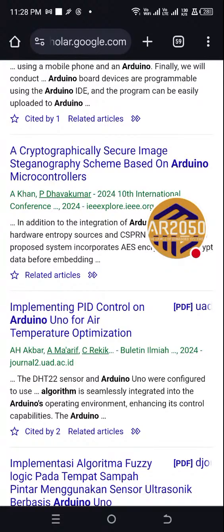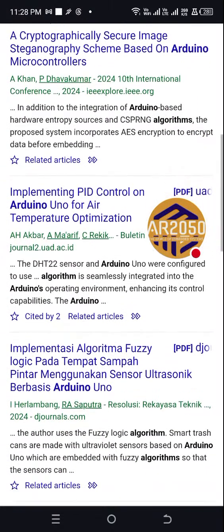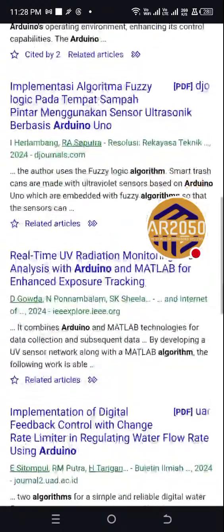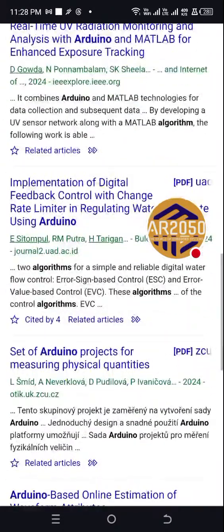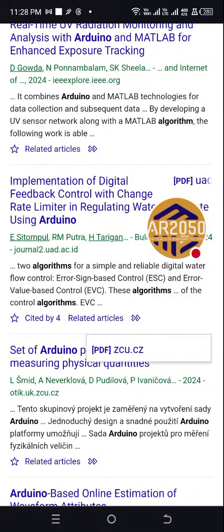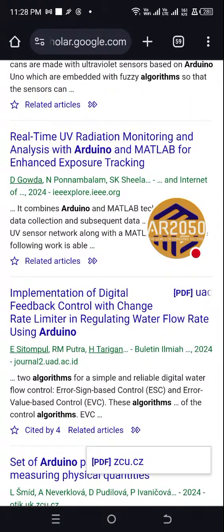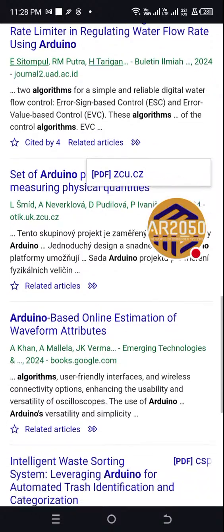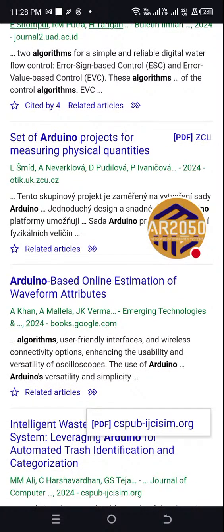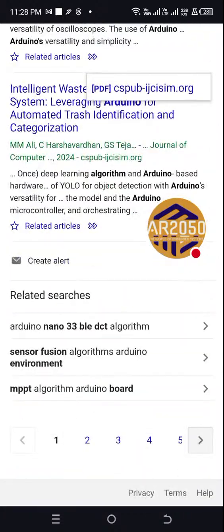Greenhouse. Water flow rate. Well, I think that's all for today. These are good ones. The Nano 33 BLE DCT algorithms.